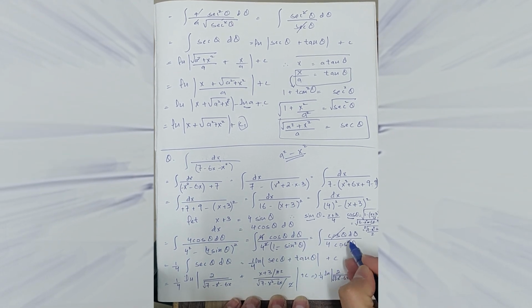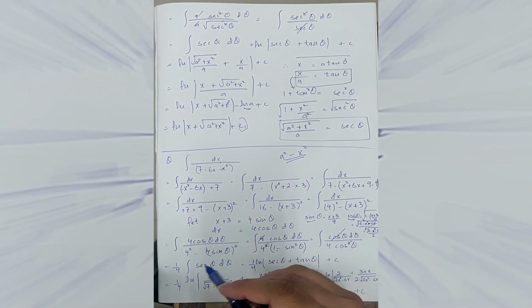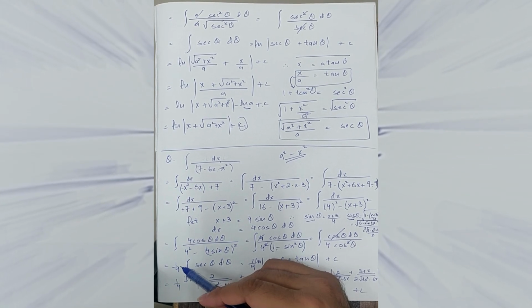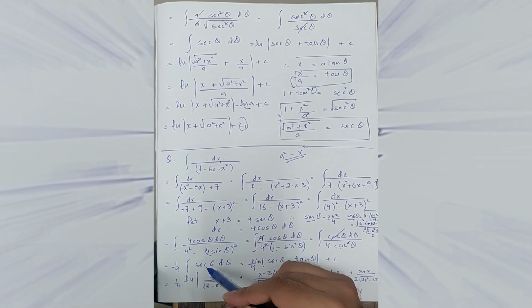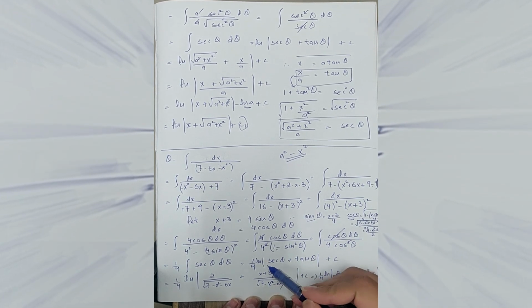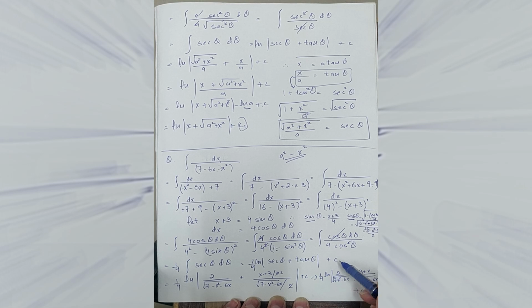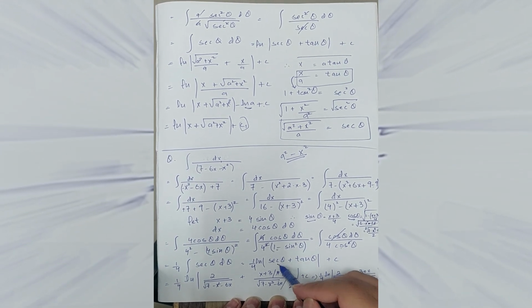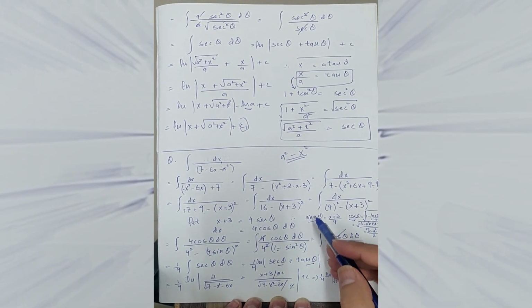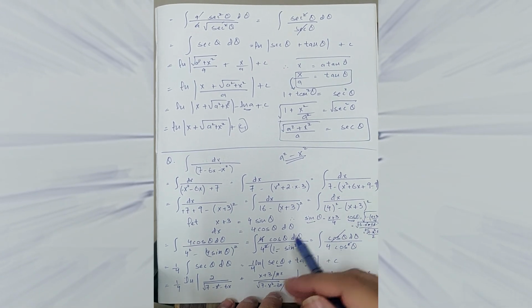Now this cos square theta will cancel out this cos theta. It will leave us with 1 by 4 secant theta, because 1 by cos theta is equal to secant theta, and it further becomes 1 over 4 log of secant theta plus tan theta plus c. Now we can find the value of secant theta and tan theta using these functions that we have already defined.